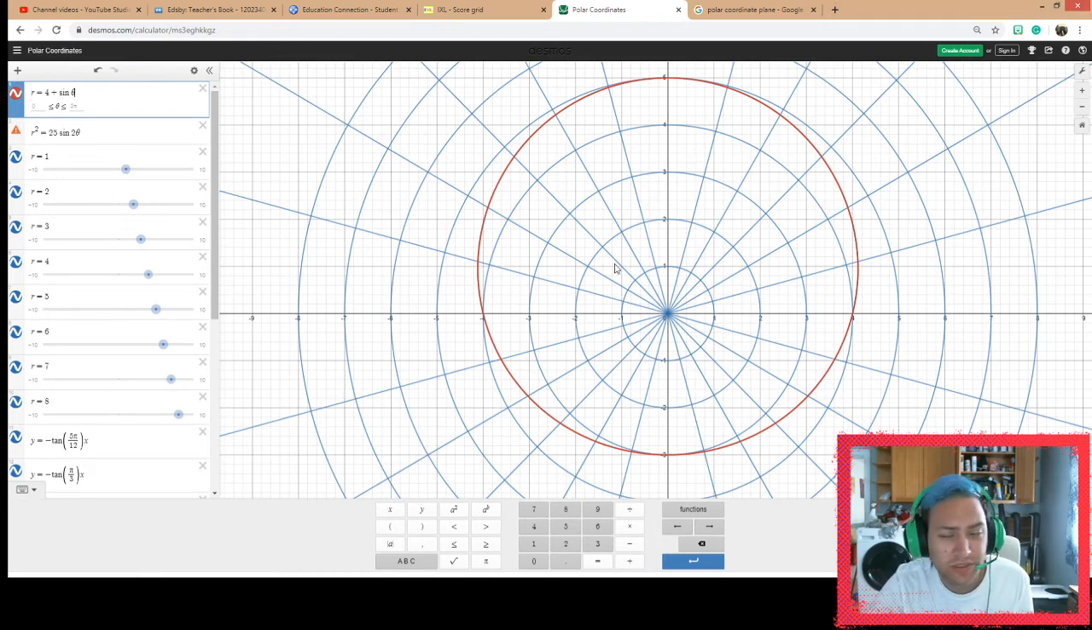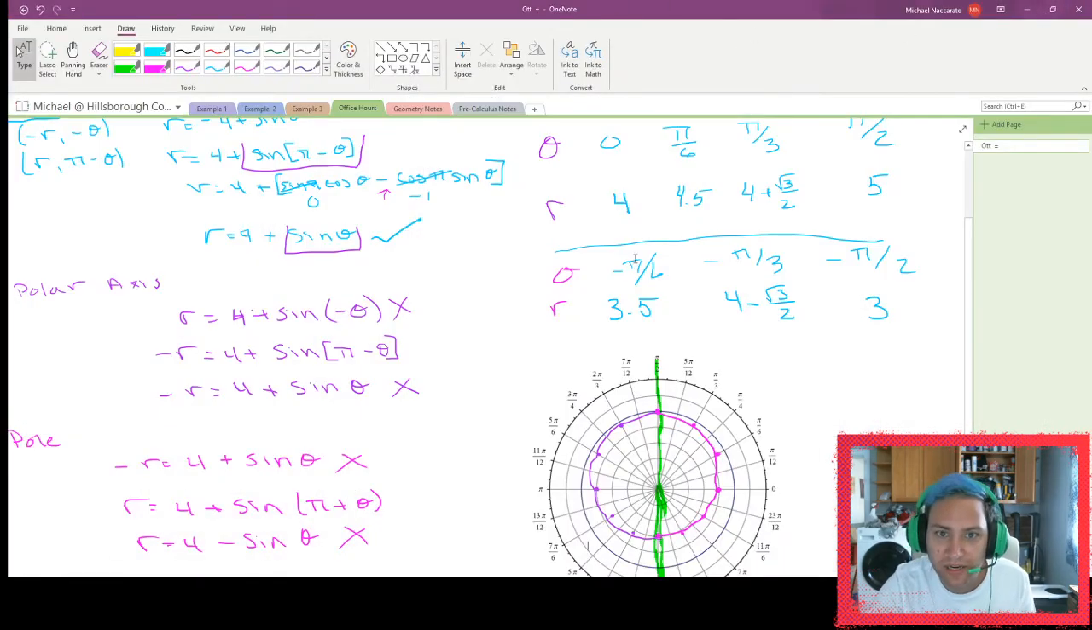Great way to check your resources right here, y'all. Just go on Desmos, go polar coordinates. You can type in things and see if you got the graph correctly. With that said, don't use it as a crutch. Make sure you actually know what you're doing so you're not just depending on Desmos.